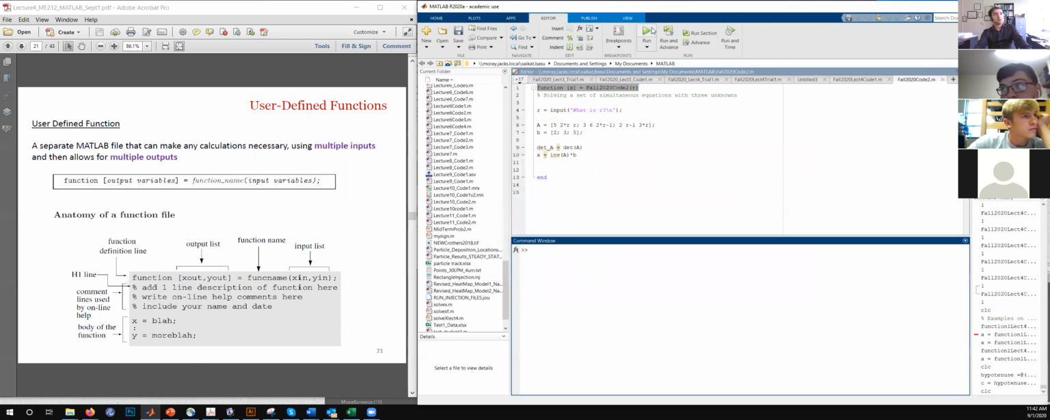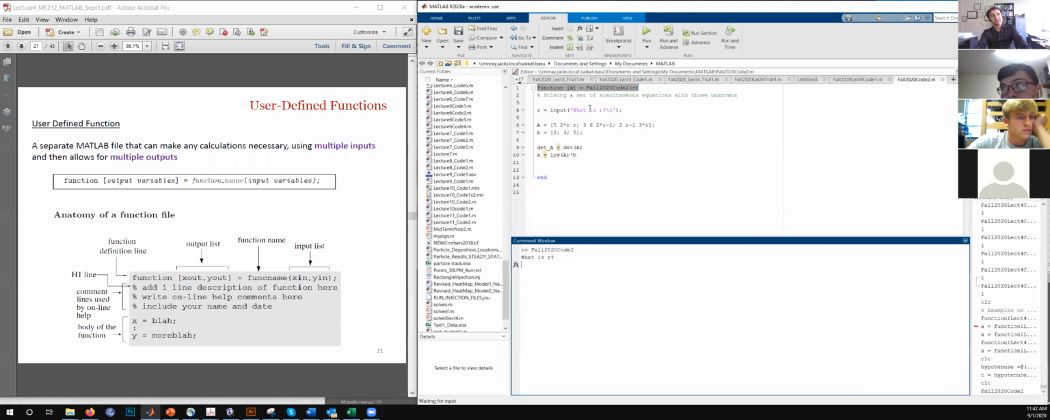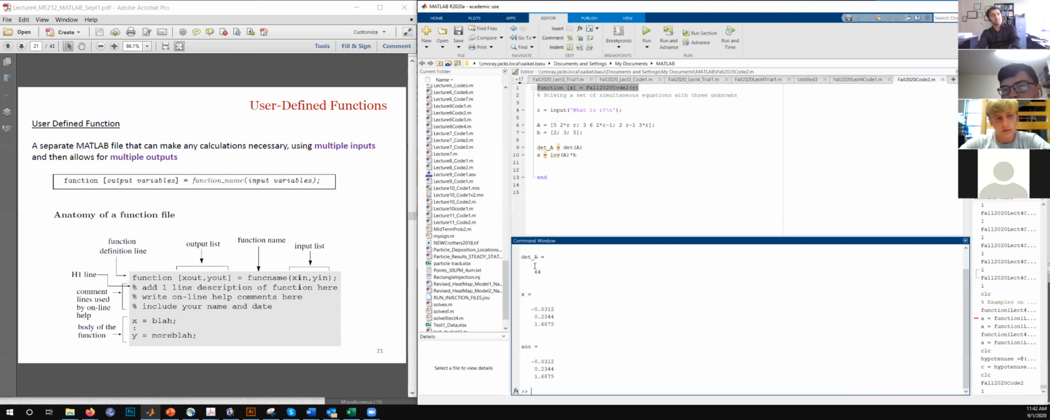Okay, so let's try to run this. Since I already have this input question, what is R? If I type 1, I get the same numbers that we were getting. By the way, it also gives a second output for X, because that's supposedly the output. So it automatically gives that output along with this X.